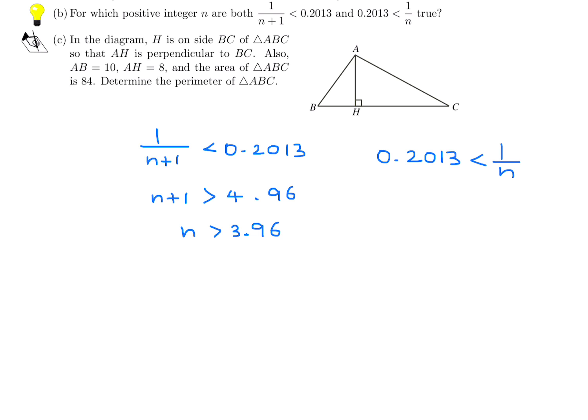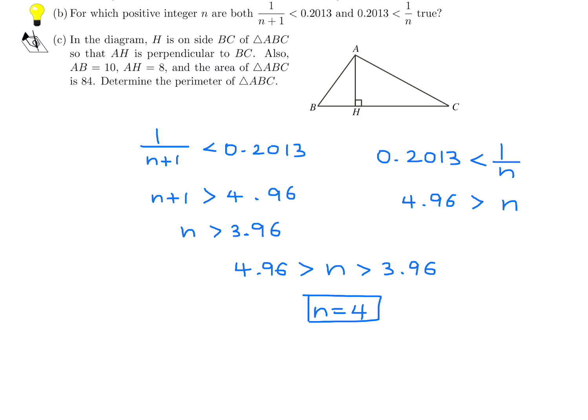Again, let's flip them, take reciprocals. If you do that, you get n, and on this side, the reciprocal of this, as previously mentioned, is 4.96, and you have to of course flip the sign as well. So now we have n is greater than 3.96, but it's less than 4.96. Combine those into one inequality. n is less than 4.96 but greater than 3.96, and they told me that n is an integer, so the only integer it could be is 4. That's the only integer in that range.